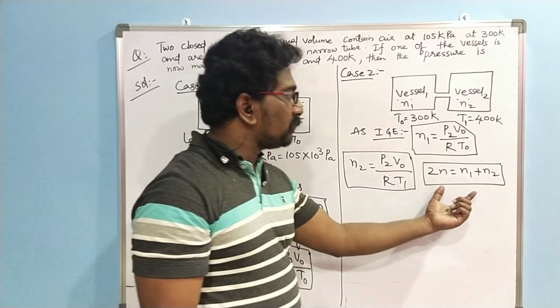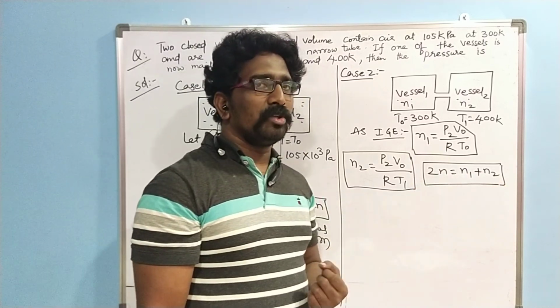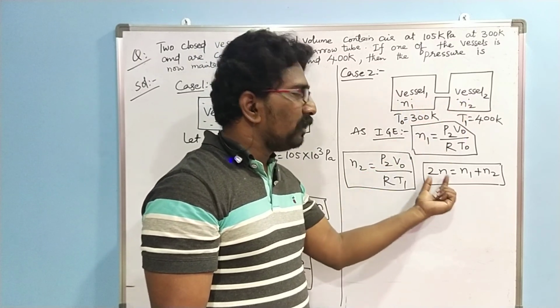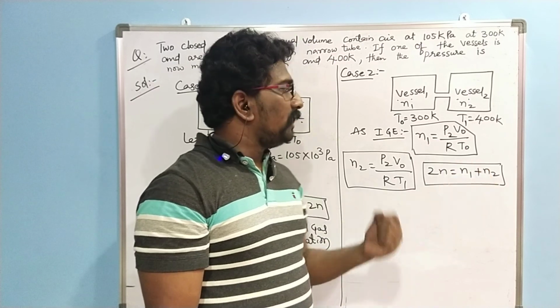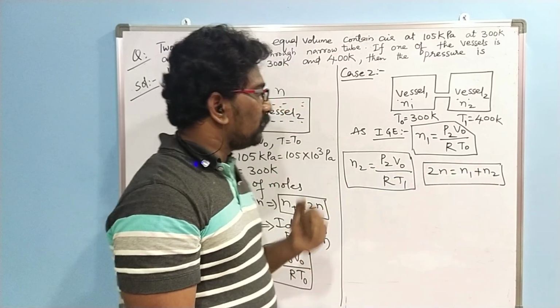The total number of moles in the first case is equal to the total number of moles in the second case. The number of moles in the second case will be n1 plus n2. That's why I have written 2n is equal to n1 plus n2. Now we'll substitute the values of n, n1 and n2 in this equation.